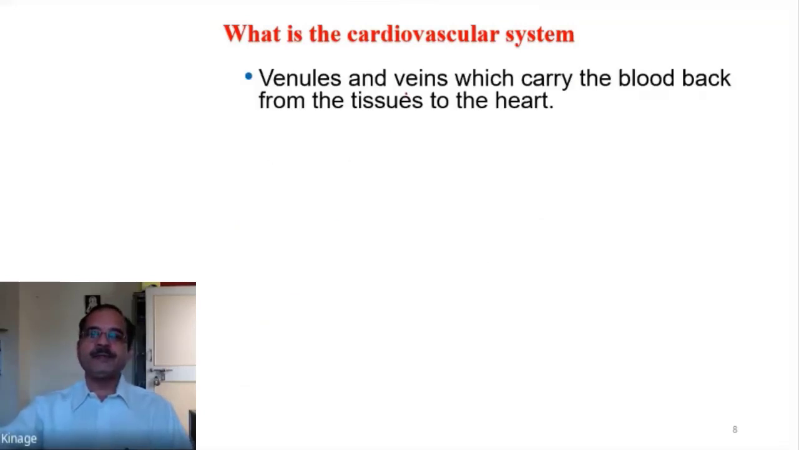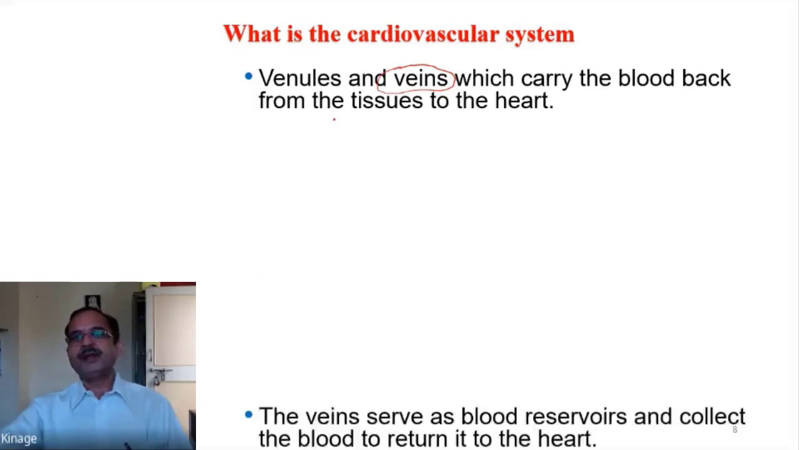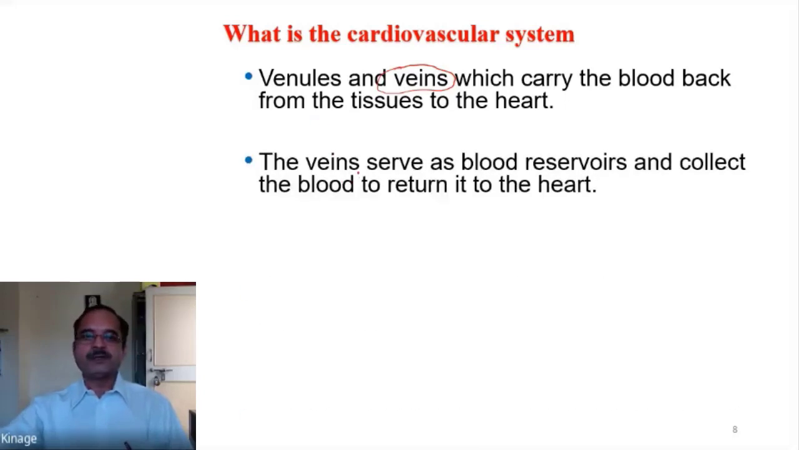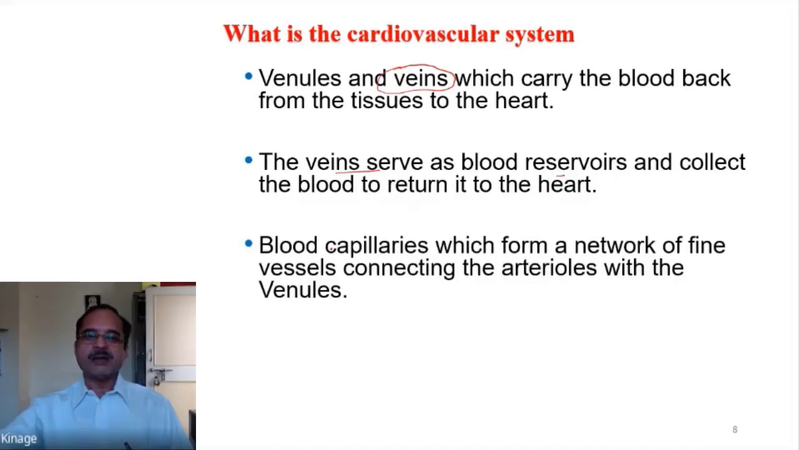Venules and veins carry the blood back from the tissues to the heart. So veins carry blood back from the tissues to the heart, and arteries supply the pure blood, that means oxygenated blood, to the tissues. So there are arteries and veins. Veins serve as reservoirs and collect the blood to return it to the heart.